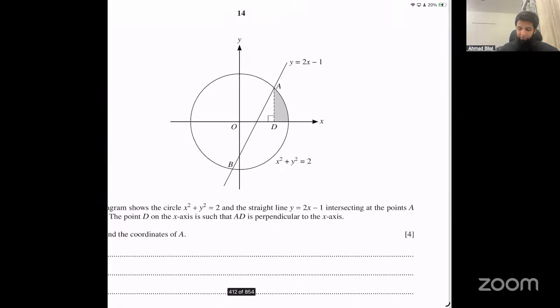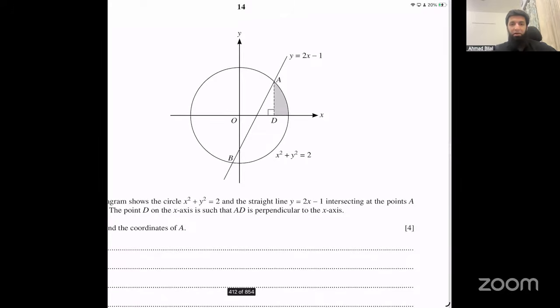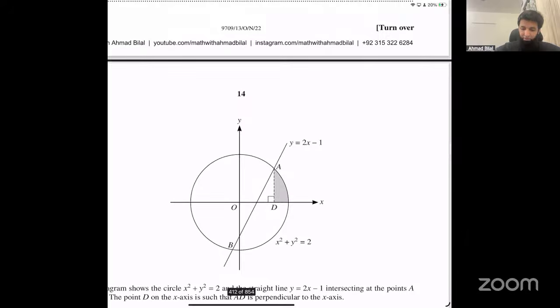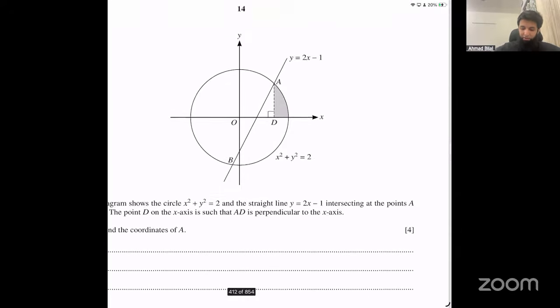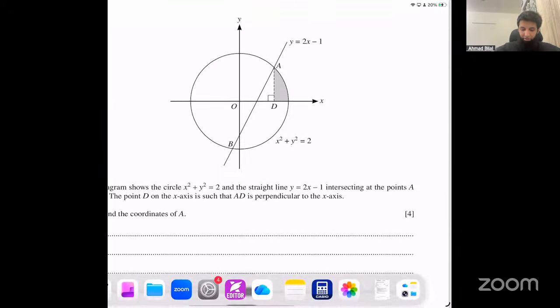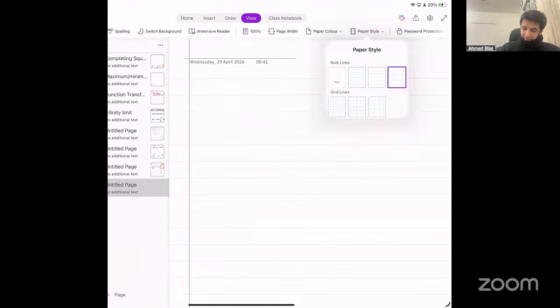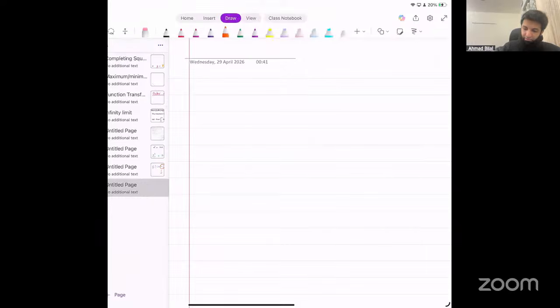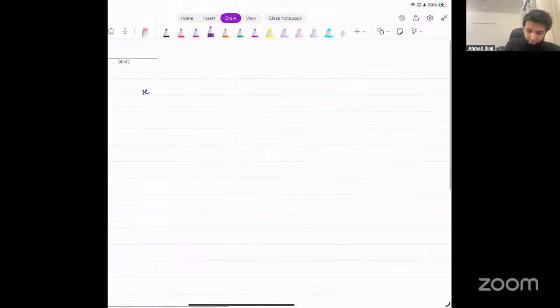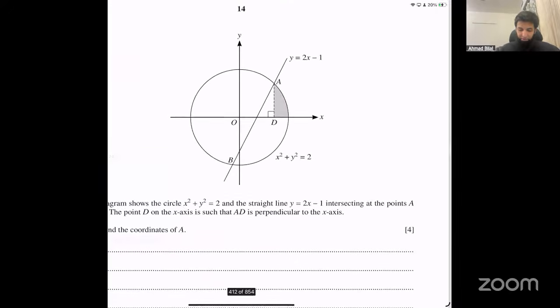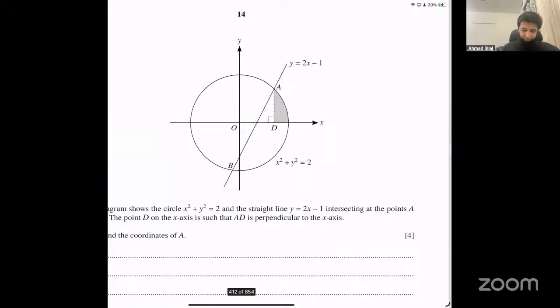This is an example of volume of revolution with a circle equation. We have the circle equation given, x squared plus y squared equal to 2. This is from November 22, paper 1-3. Now, you are given the circle equation, x squared plus y squared equals 2. That's the circle equation. What I'll do is I'll just copy this there.